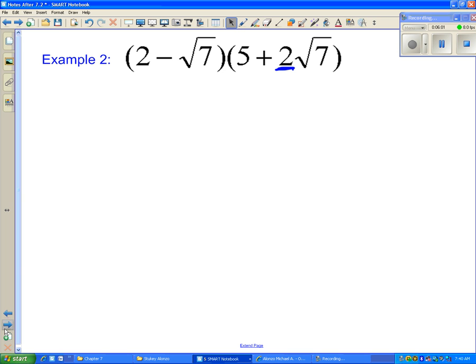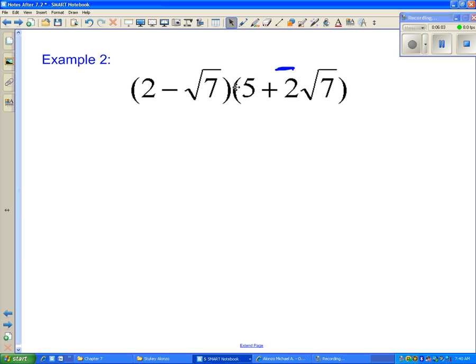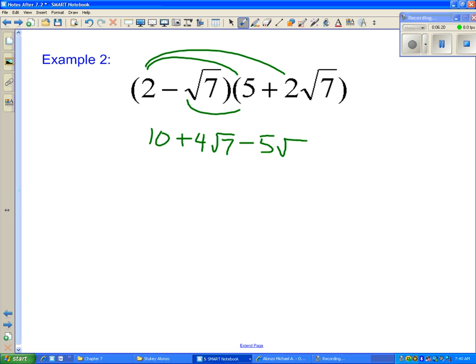Well, let's try this again. I'm short. Yes, Mr. Rubio, I'm short. Deal with it. 2 times 5 is 10. Outer, 2 times 2 square root 7 is positive 4 square root 7. Negative square root 7 times 5 is negative 5 square root 7. And negative square root 7 times 2 square root 7 is positive 2.